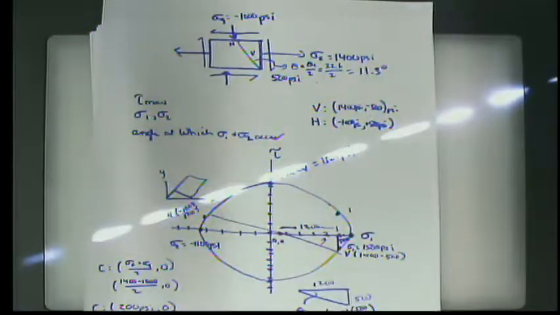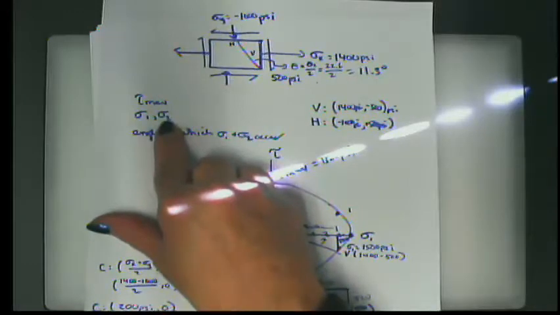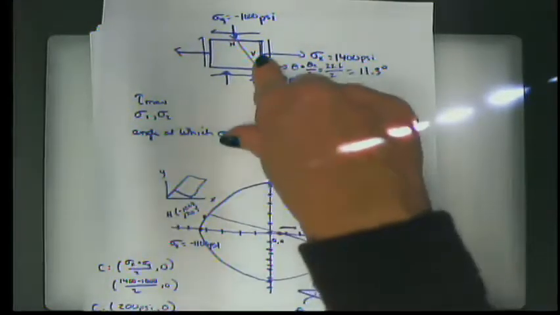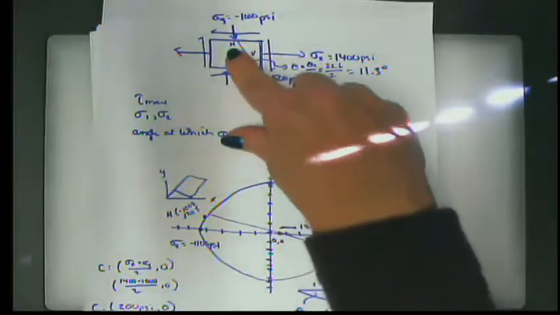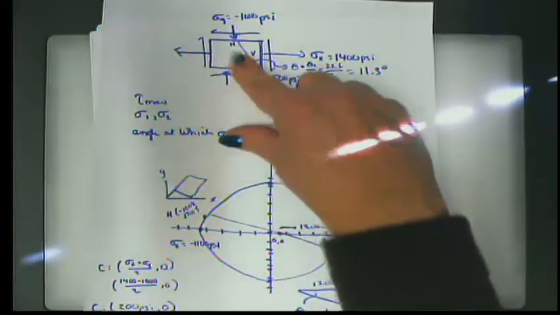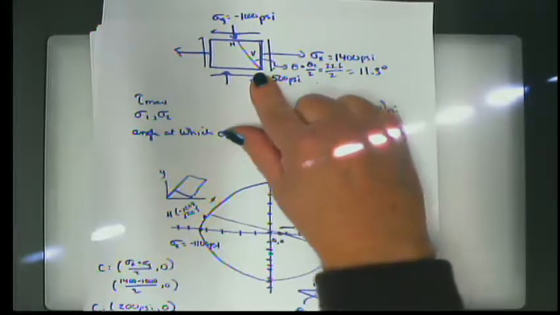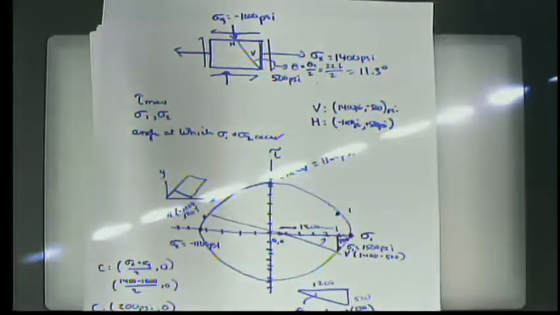Okay, so it's all graphical, and you need to draw a circle and a stress block. You need to identify those things. You need to identify sigma 1, sigma 2, principal stresses, tau max, and the angle of rotation from either your identified vertical face or your identified horizontal face to the axis of principal stress. Okay. Do you guys have any questions for me?